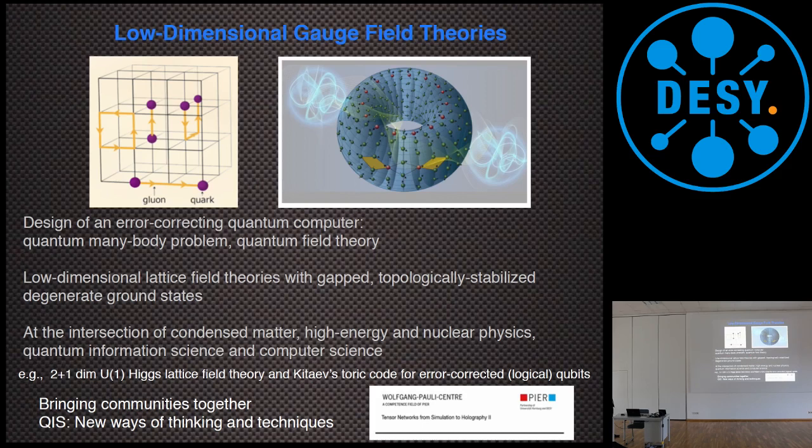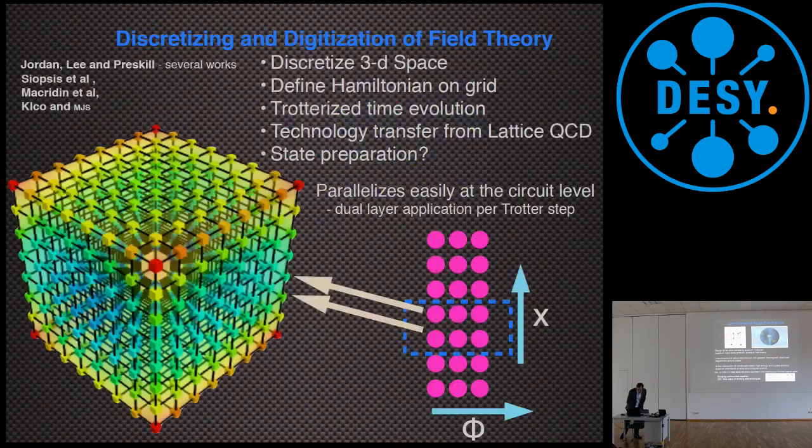Low-dimensional lattice field theories with gapped, topologically stabilized degenerate ground states are of interest in designing error-corrected qubits. So this lies at the intersection of condensed matter, high energy and nuclear physics, quantum information, and computer science. Just as one example, the low energy sector of the 2+1 dimensional U(1) Higgs lattice field theory is the same as Kitaev's toric code for error-corrected logical qubits. So again, as I said before, meetings like we had here, bringing these communities together, are going to be mutually beneficial, and certainly I look forward to more of these meetings.